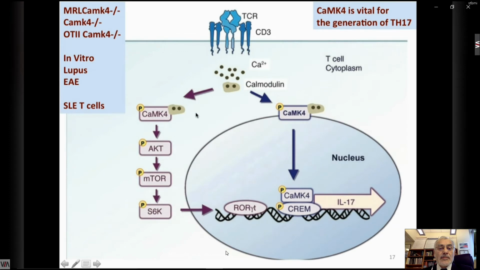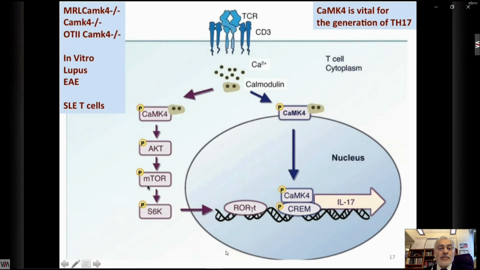We conducted a number of other experiments to expand on the molecular mechanisms of CAMK4 in expanding IL-17 and suppressing IL-2. And I will not bore you with all the biochemistry. It has been published recently in the Journal of Clinical Investigation a year or two ago. You can see here that upon engagement of the T-cell receptor, either with anti-CD3 antibodies or antigen, calcium increases, calcium calmodulin kinase increases, and phosphorylates CREM, an event that we already discussed, which binds to the IL-17 promoter.